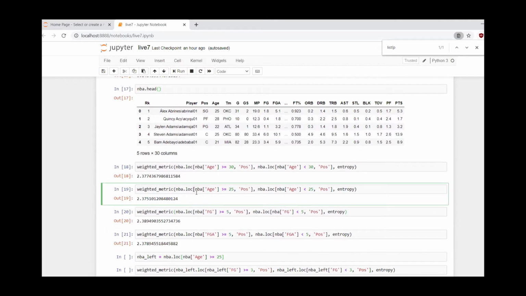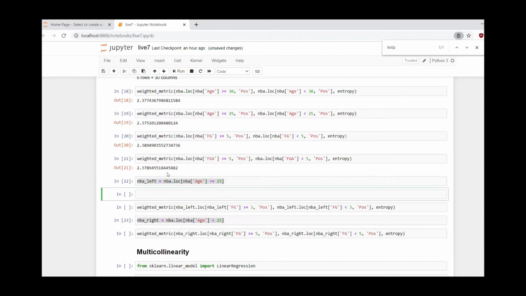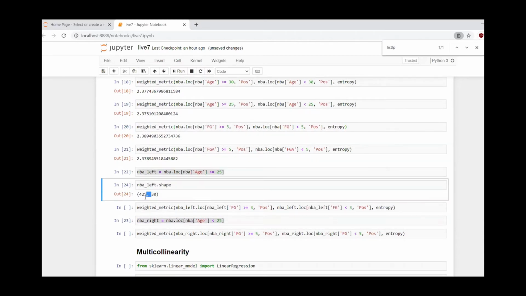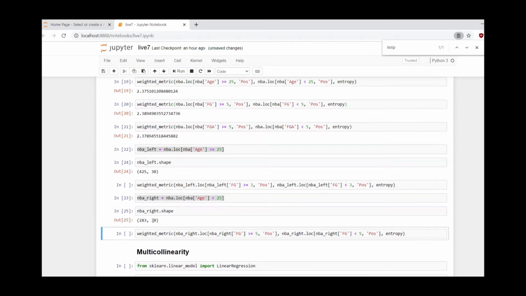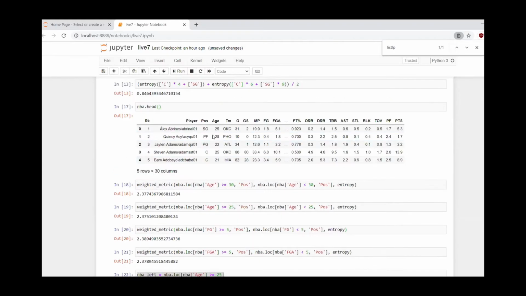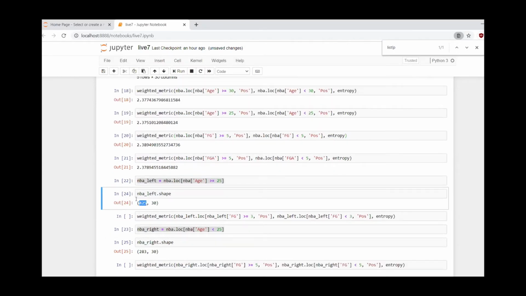So I'm going to assume that MBA age greater than or equal to 25 versus less than 25 is the best split. I split this into the left and the right. The left only has 425 records now, and the right has the rest, 283. So we started off with all 700 records, but now we only have 425 on our left branch and 283 on our right branch.